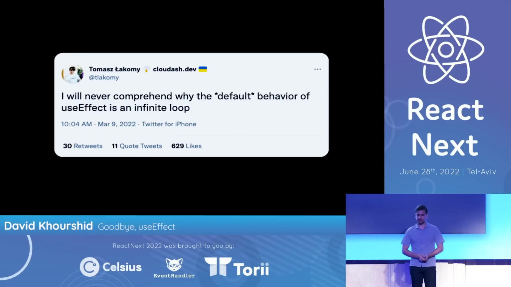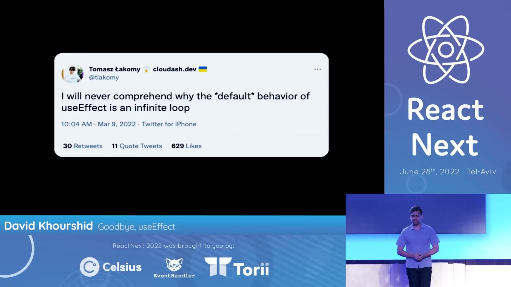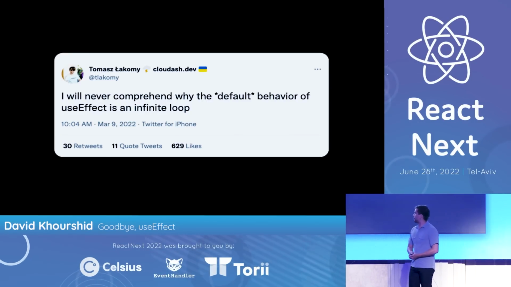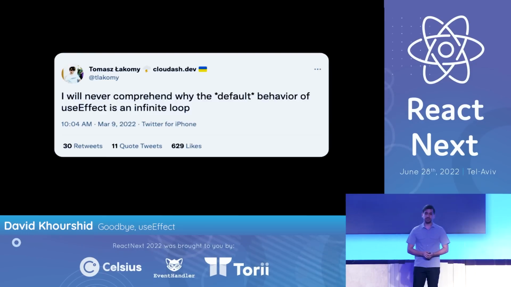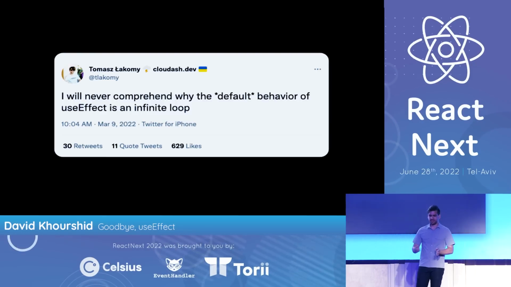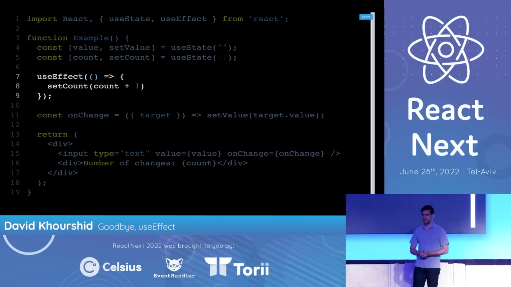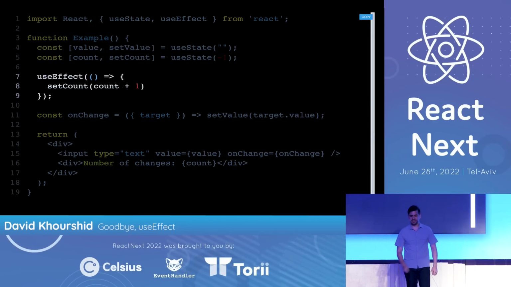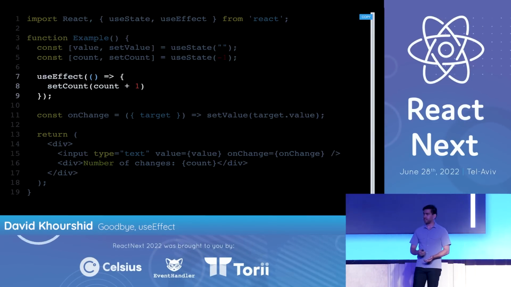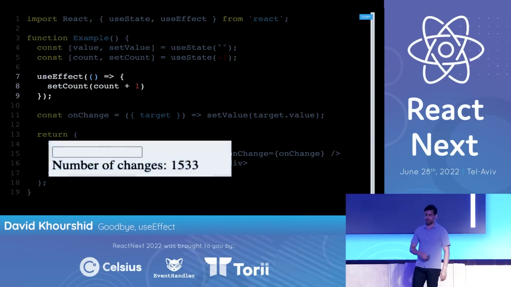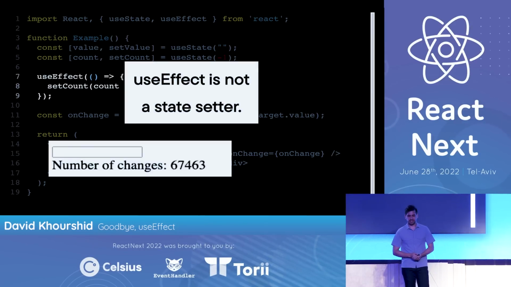They're very nice people. Here's another gotcha. I will never comprehend why the default behavior of useEffect is an infinite loop. So I don't know if you've all run into this. You're probably seeing where this is going, right? setCount(count + 1). We're setting count in the useEffect. What could go wrong? Well, a lot of things can go wrong.